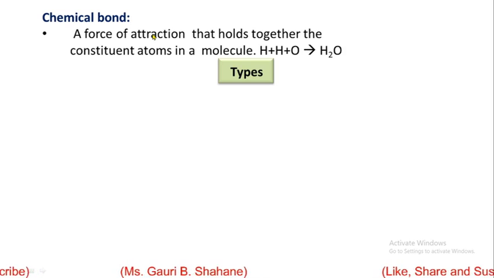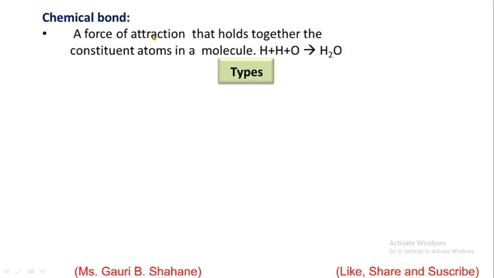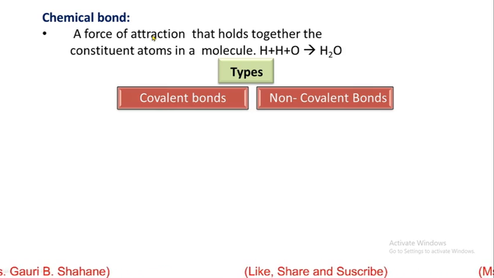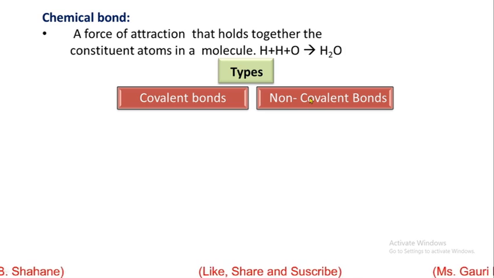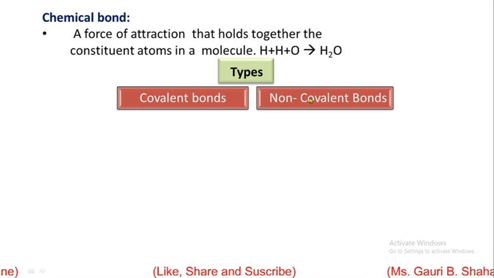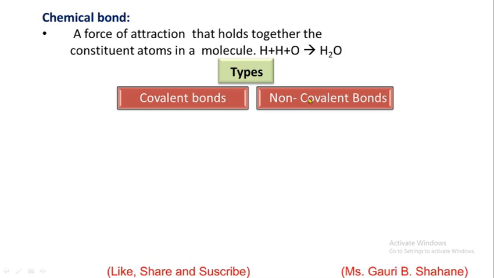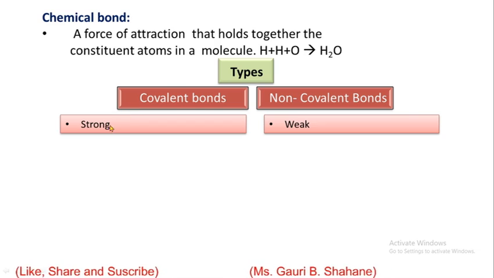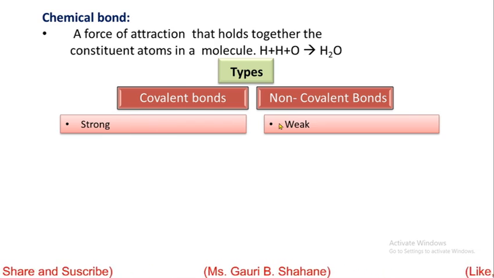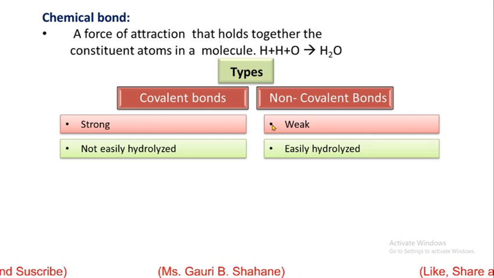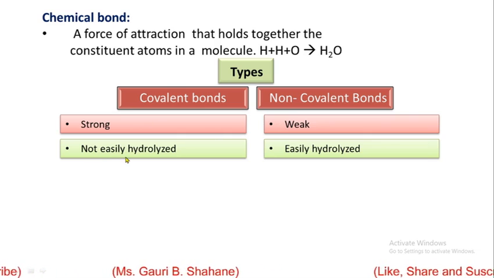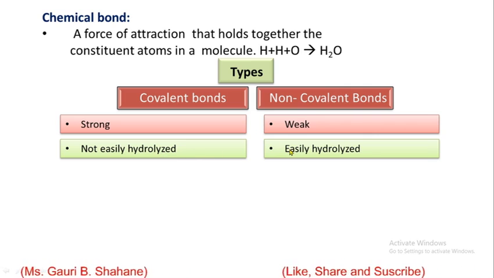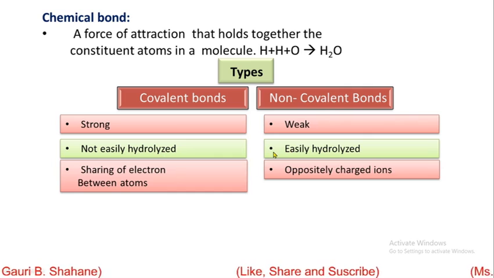See the types of chemical bond. According to the nature of chemical bond, they are classified into 2 types: covalent bonds and non-covalent bonds. See the basic difference between the covalent and non-covalent bonds. Covalent bonds are strong bonds while non-covalent bonds are weak bonds. Covalent bonds are not easily hydrolyzed, that's why they are strong bonds. Non-covalent bonds are easily hydrolyzed.